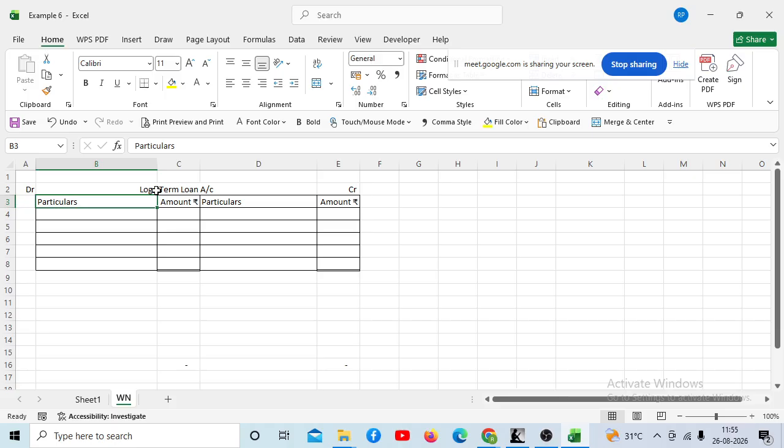Once again, please prepare the golden box. So which are the columns? Normal, increase, decrease. No, no. First is heading, then normal, then increase, then decrease.